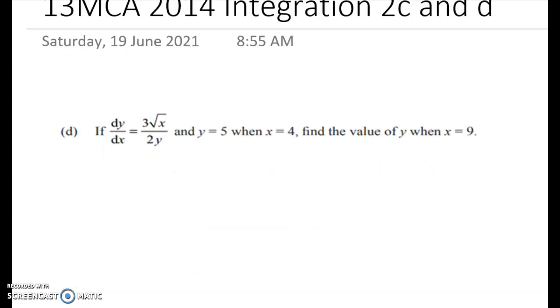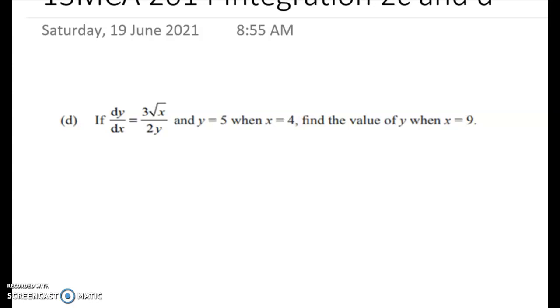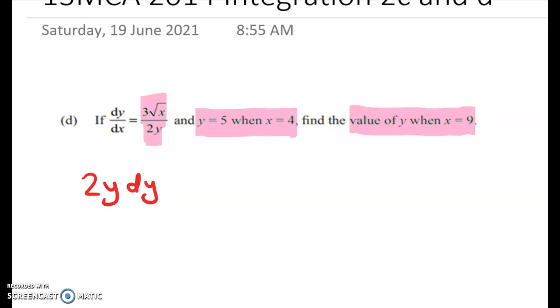Okay, so back to 2D, what have we got to do? Well, we've got a differential equation, so we can see we've got x and y all mixed up here, and we've been told 1 point on the curve, and we have to find the value of y when x equals 9. So we know that we're going to have to separate the variables here and then integrate. So we get 2y dy is equal to 3 root x dx, and then we integrate each side with respect to y and with respect to x.